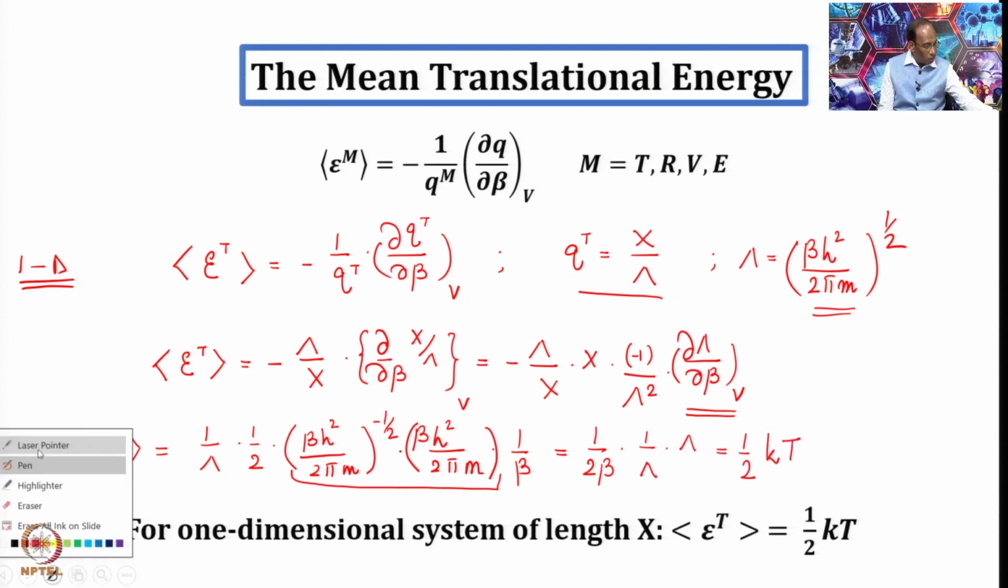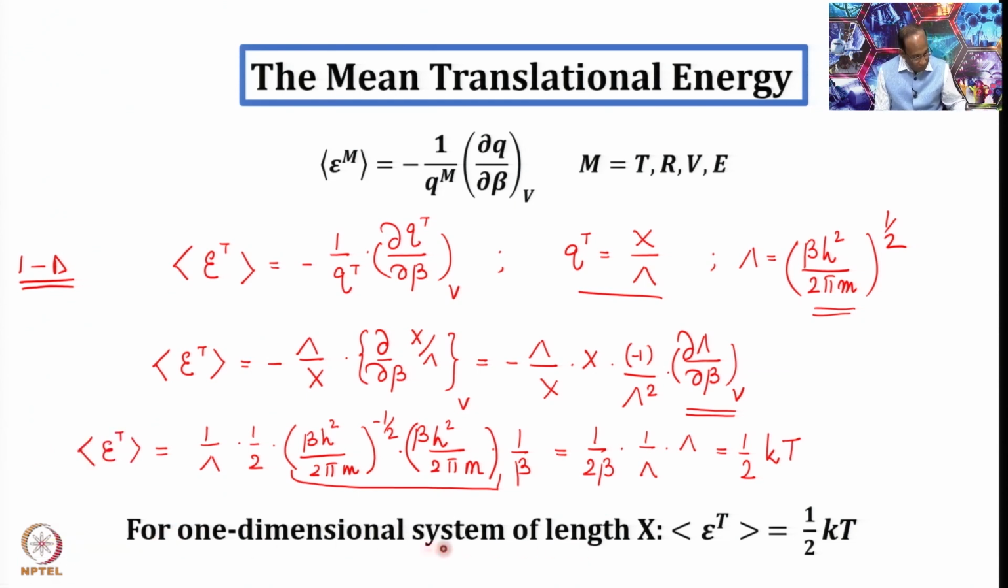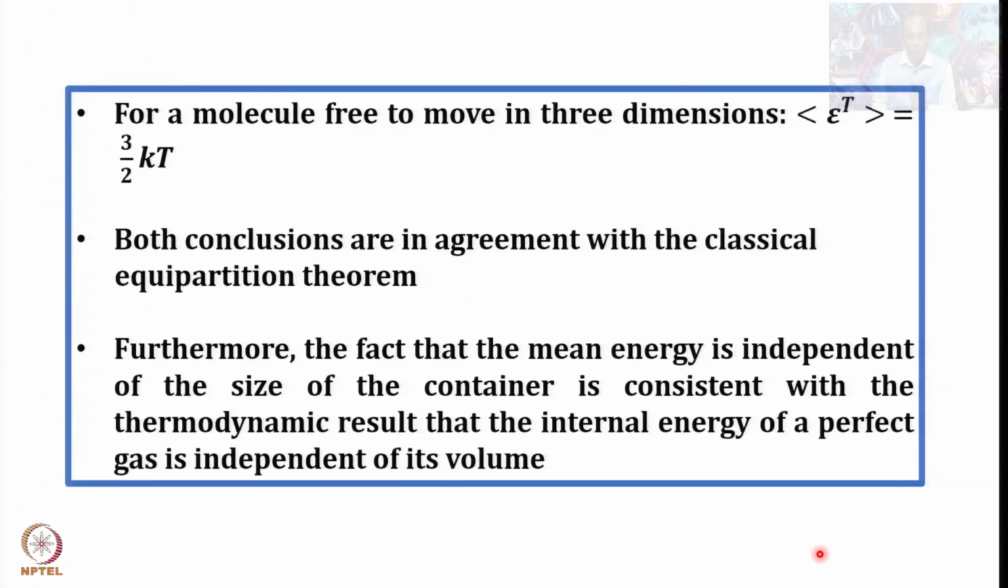Therefore, for a one dimensional system of length x, the mean translational energy is given by half kT. And if you use it for 3 dimensions, then q is equal to V upon lambda cube, and in a similar manner you can derive an expression for a 3 dimensional system of volume V. In that case, the mean translational energy will be 3 by 2 kT. Details we have discussed here. For a one dimensional system, you can yourself then work out for a 3 dimensional system.